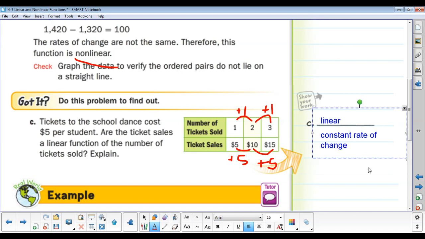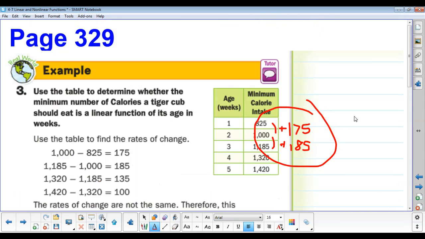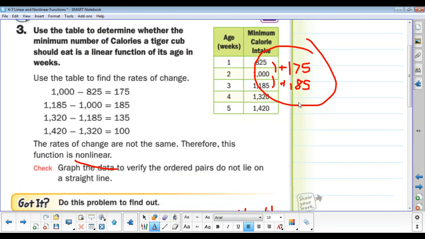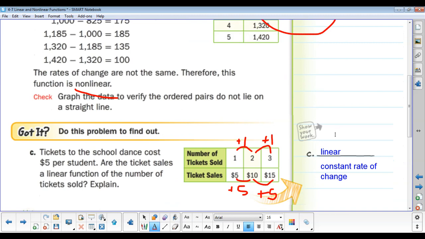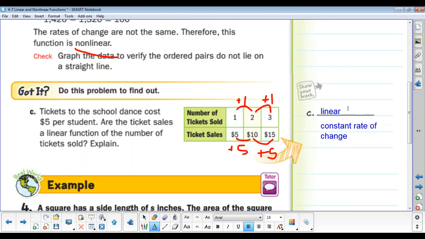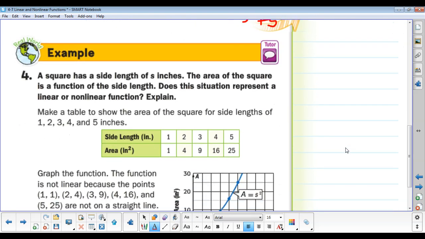And that's all you have to do. You just have to say, are these numbers the same or are they different? If they're different, that's your explanation. It's nonlinear. If they're the same, that's your explanation. It's linear. So in example 4, it says a square has a side length of s inches.